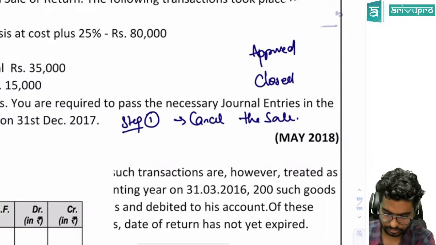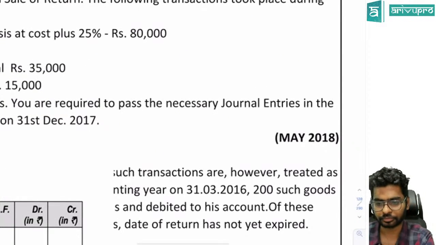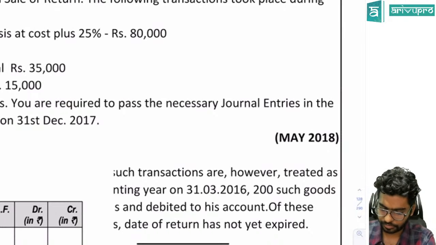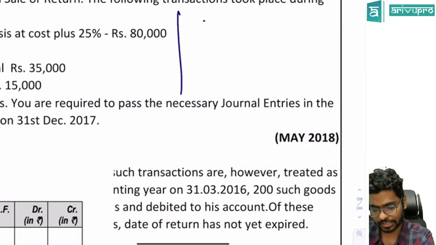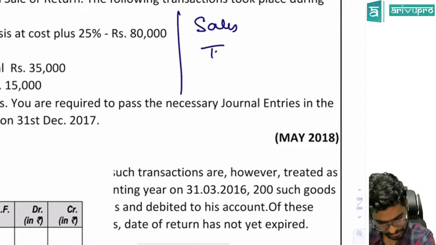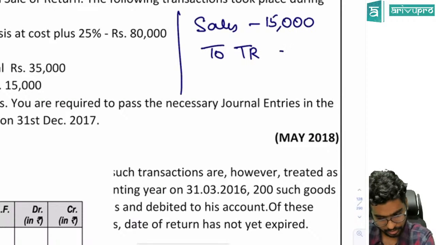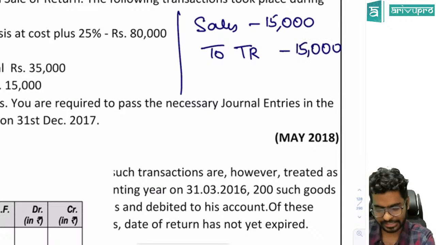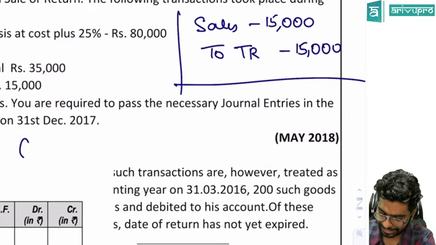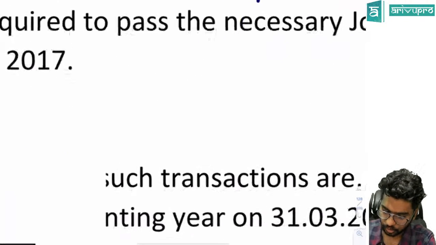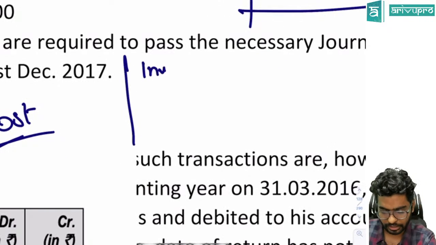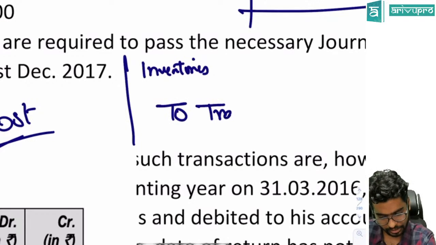Correct? How do you cancel the sale? Sales to trade receivables 15,000. Second, you have to record it at the cost price. What's the journal entry for it? Inventories with customer to trading account.